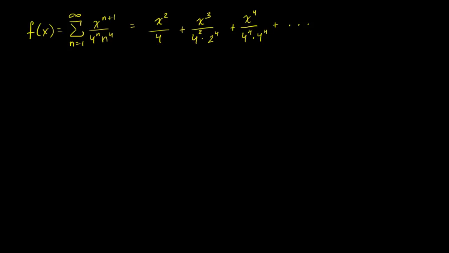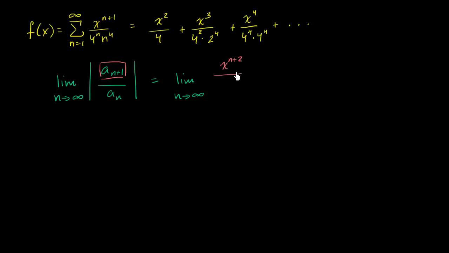So let's apply the ratio test. So let's take the limit as n approaches infinity of the absolute value of the n plus 1th term over the nth term. And so for this particular case, this is going to be the limit as n approaches infinity. So the n plus 1th term, I'll do this in orange. So it'll be x to the n plus 1 plus 1. So it's going to be x to the n plus 2 over 4 to the n plus 1, times n plus 1 to the fourth power.